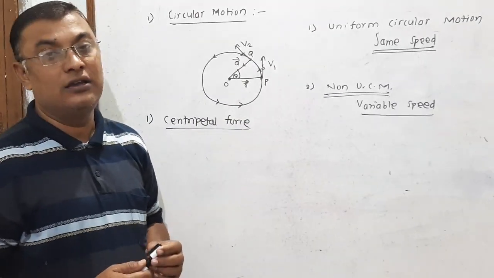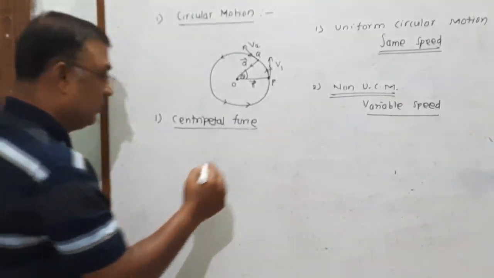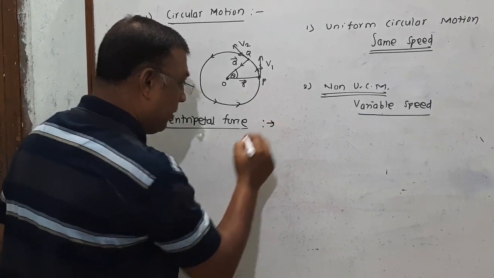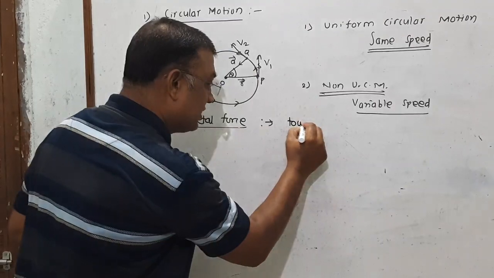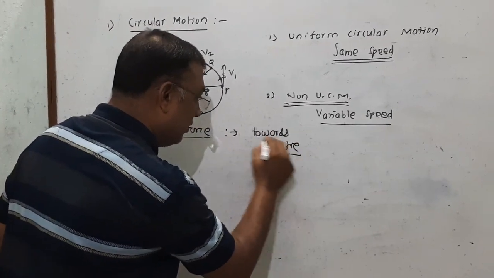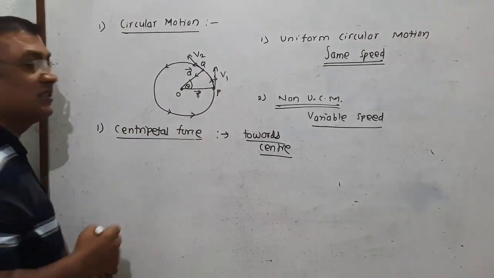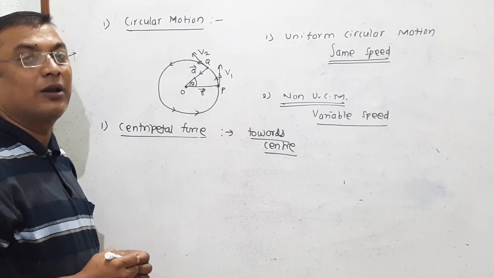So what is meant by centripetal force? The force acting on a particle performing uniform circular motion, directed towards the center. That condition is that it is directed towards the center. The force on the particle is always directed towards the center, and that force is known as the centripetal force.